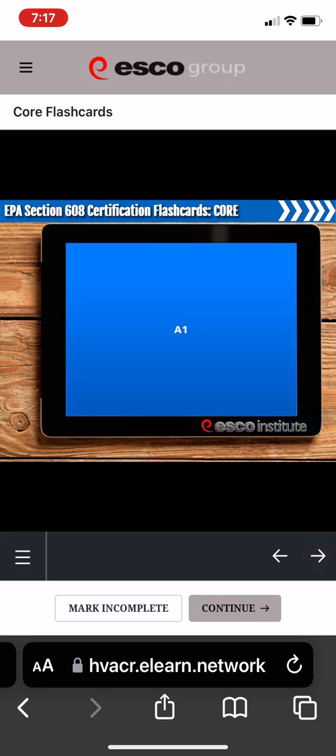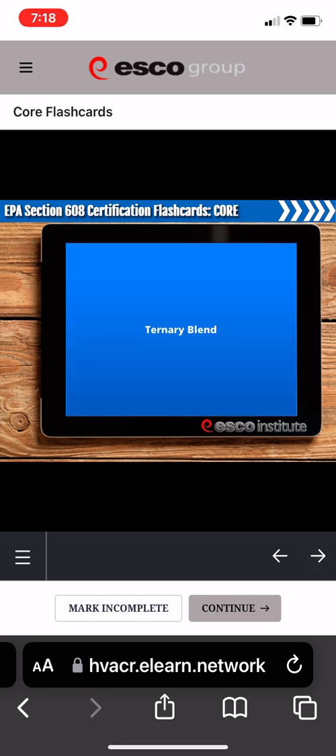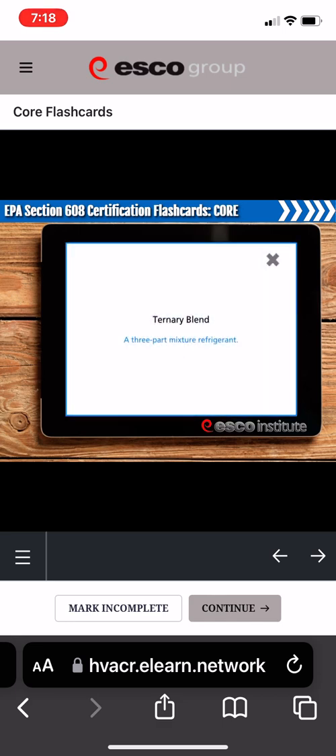A1. ASHRAE Refrigerant Safety Classification. An A1 designation is considered the safest. Ternary blend. A ternary blend is a three-part mixture refrigerant.